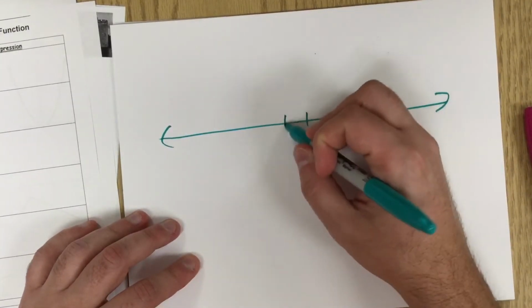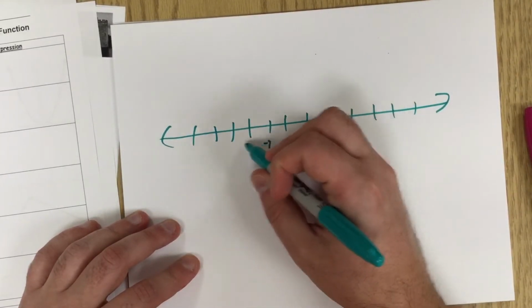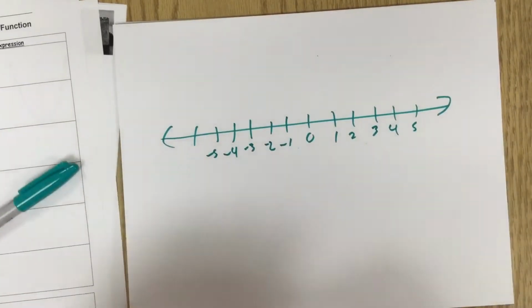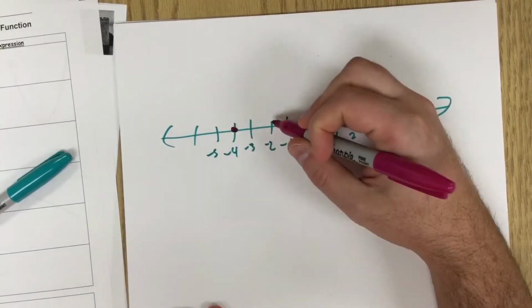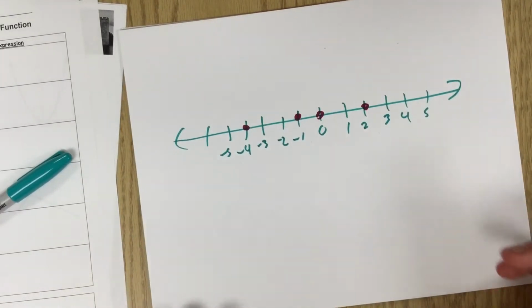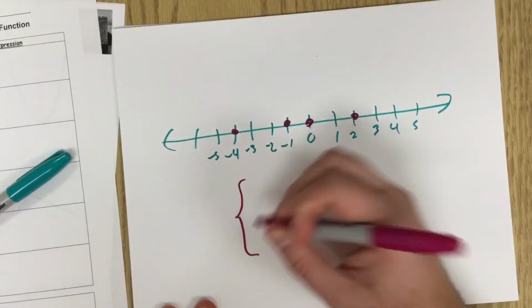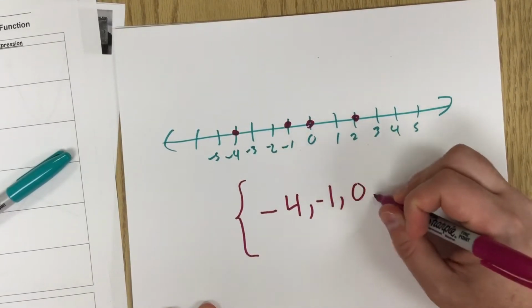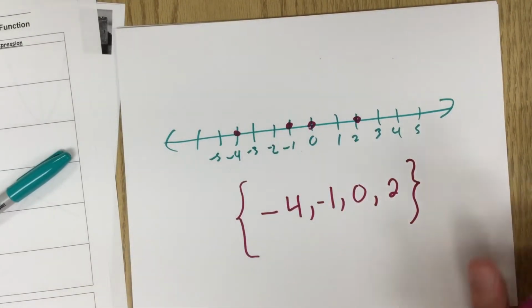And let's say it goes from 0, so -1, -2, -3, -4, 1, 2, 3, 4, 5. And I have some points on a number line. So we'll say this point, this point, this point, and this point. And we want to describe those numbers. What we're going to do is just list them. So we're going to use a curly bracket. That's a set. So we're going to do a set of numbers, and it's going to be -4, -1, 0, 1, and 2. And that's the set of values that we've marked out over there.